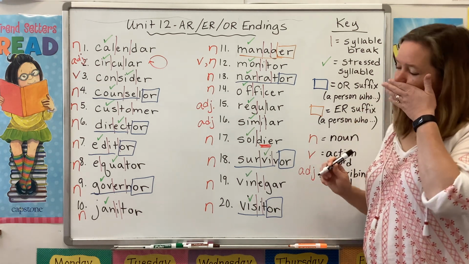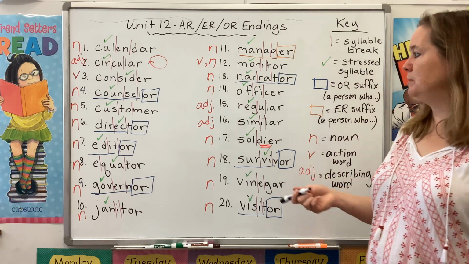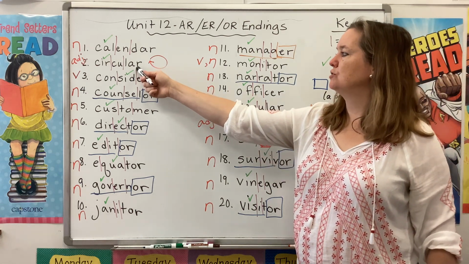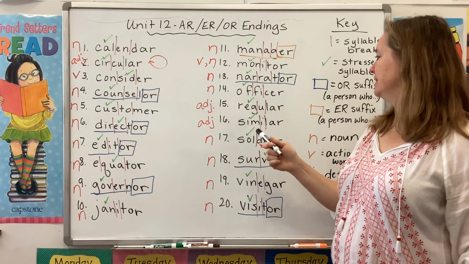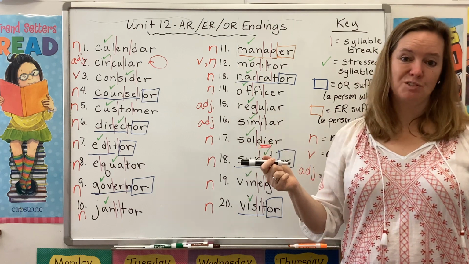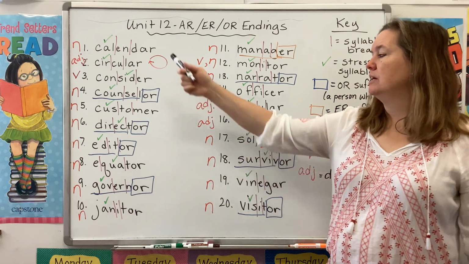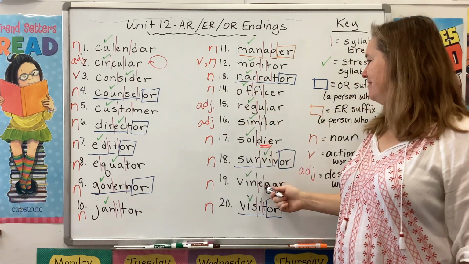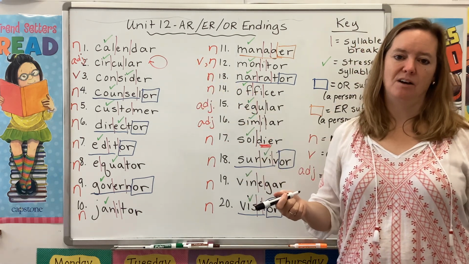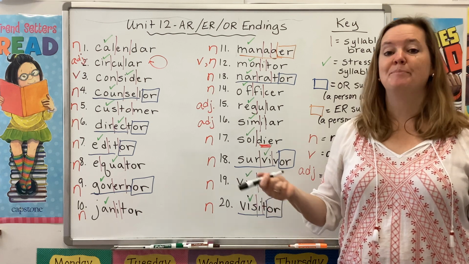And you'll notice, by the way, all of our adjectives this week ended with AR: circular, regular, similar. So that might help you. But then, of course, nothing simple in our language. So calendar and vinegar also ended with AR. And of course, those are not adjectives.